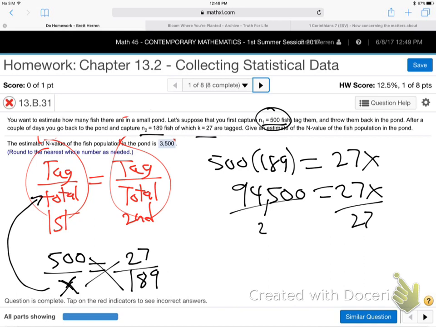Divide by 27, and I have no idea. What is it? 3,500. Just straight on? And that's our estimate. About 3,500 fish in the lake, based on that. So that's how they do it. That's how they count critters. Catch, tag, and release.